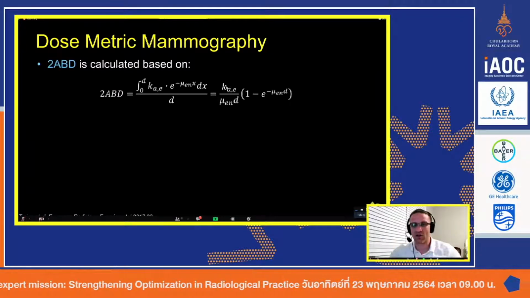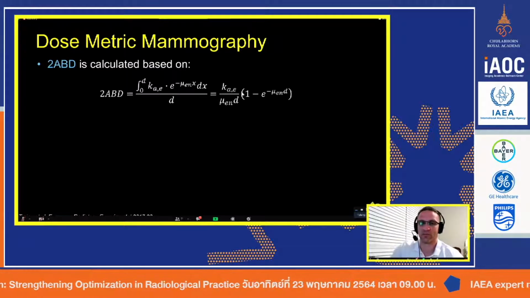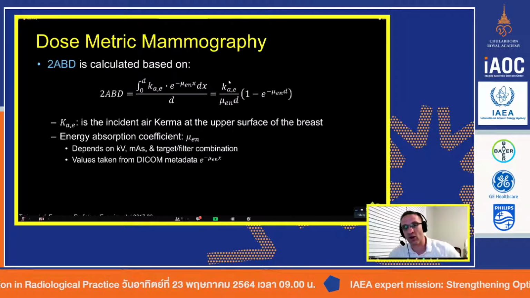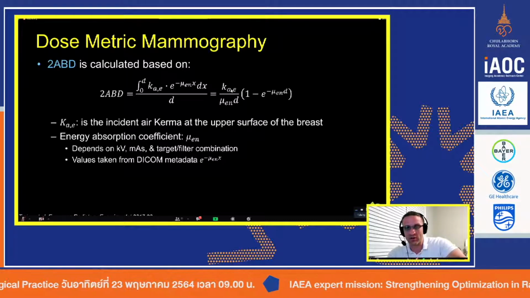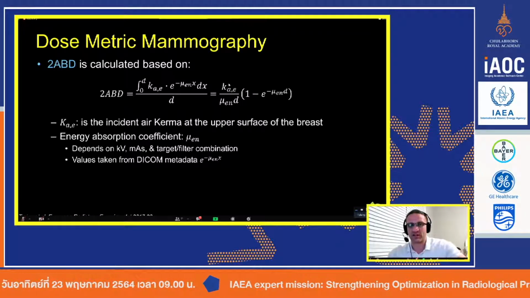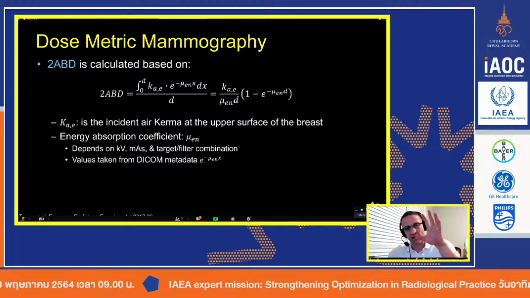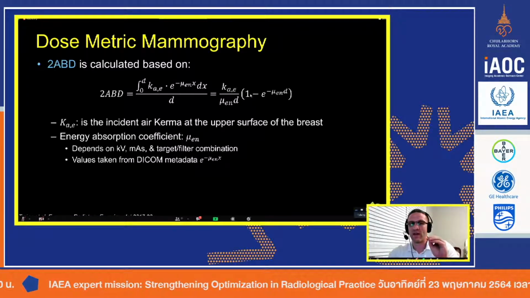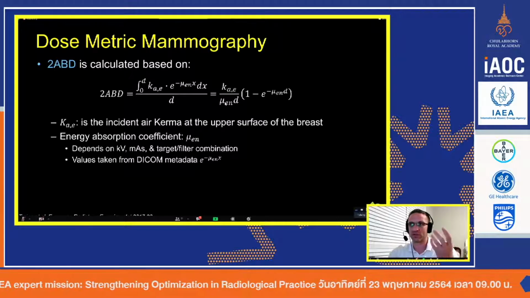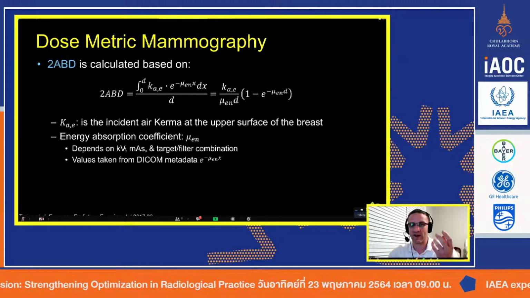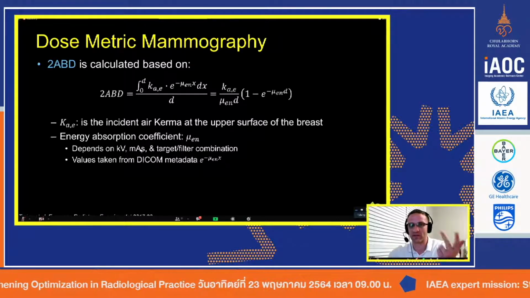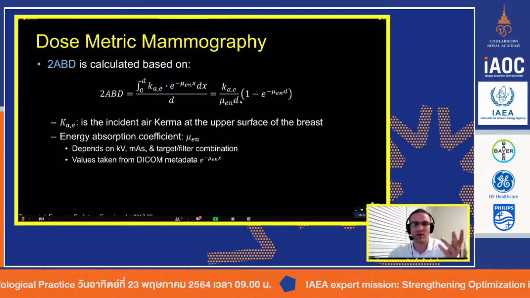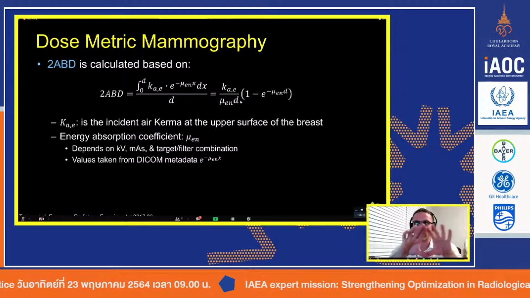It has all of these values built into the DICOM metadata. In this case, all we need to know is the error kerma, which I'll show you on the next slide, as a reminder, is something that we can calculate. We don't necessarily have to measure it. And then the mu, which is the attenuation correction, is a value based off kV, mAs, and target-filter combinations. And then of course the breast thickness, which is all built into the DICOM headers.